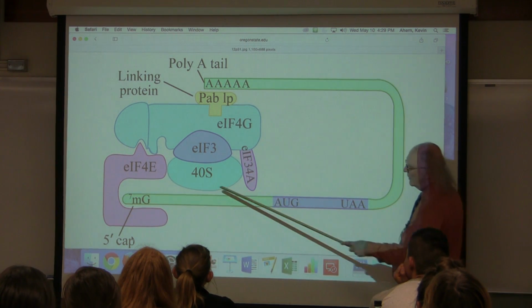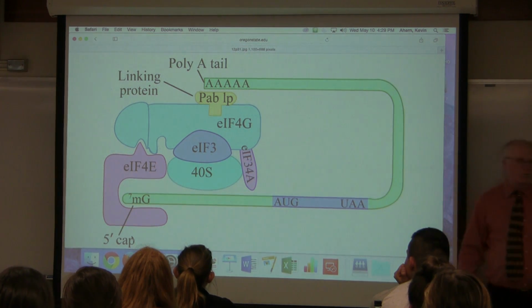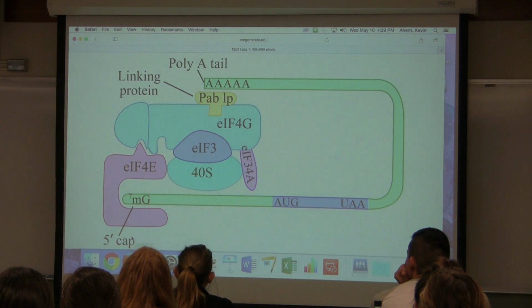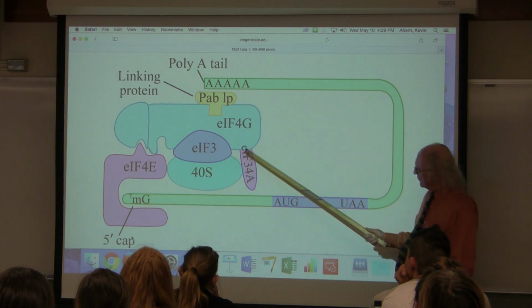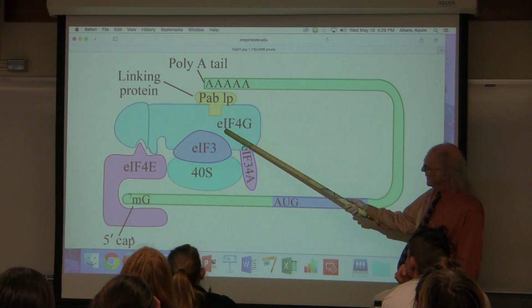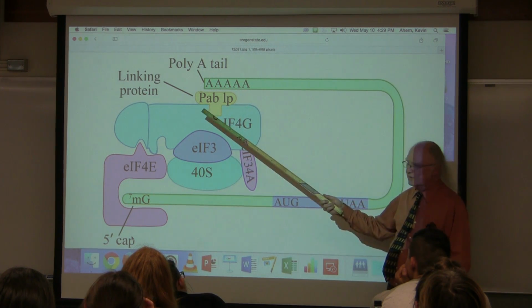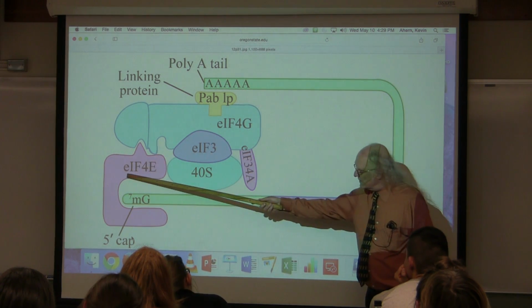Well, here's what some of that is. There's the small subunit, the 40S subunit. Here are a bunch of things that say EIF3, EIF4A, EIF4G. You're not going to memorize those, by the way. See all these things?